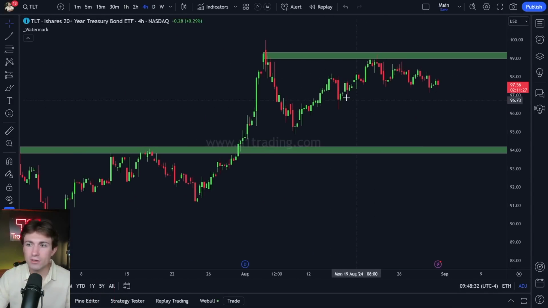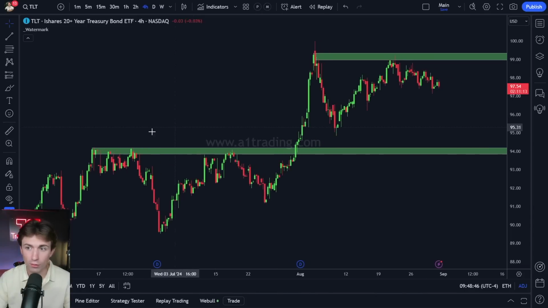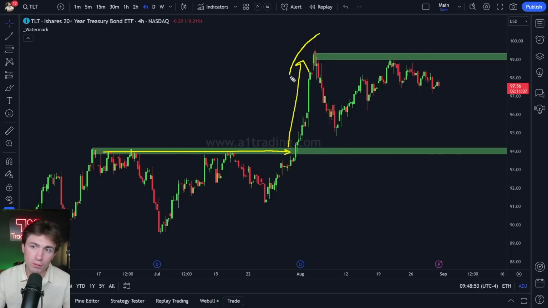And what we can see here is that TLT is bumped up against some resistance right around 99. I'd either like to see a breakout through this level, or I also really like the 94 level. And 94 was a key level of support or resistance for the TLT chart here before we broke through that high and really went on that big push. That happened right around when people freaked out about the Japanese central bank potentially raising rates and causing carry trade unwind concerns. People really jumped into bonds on that front.